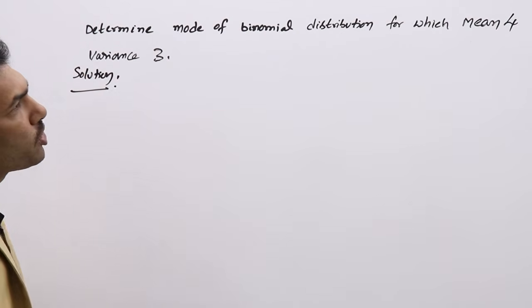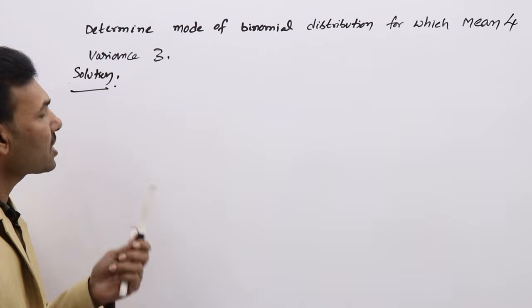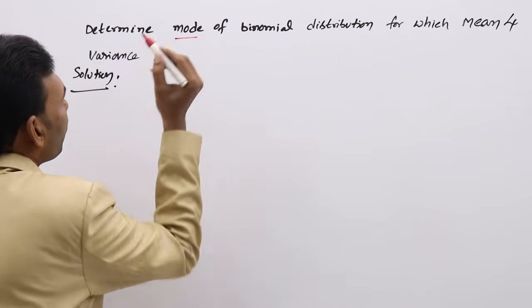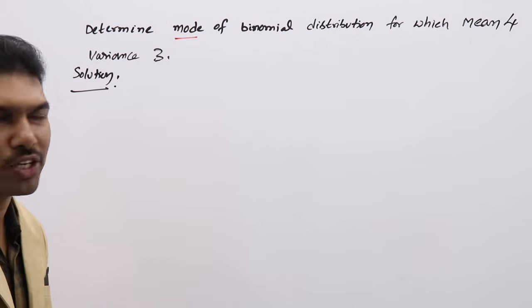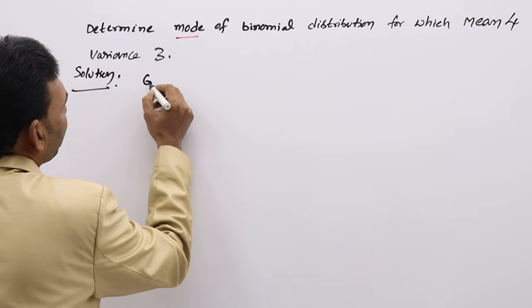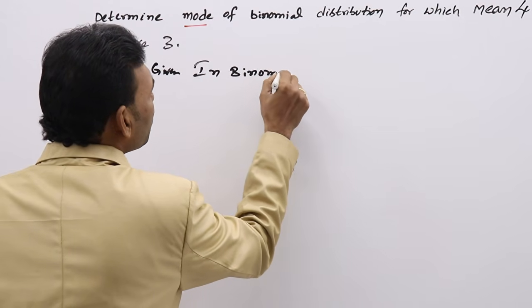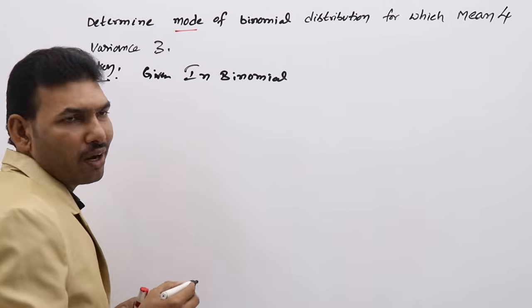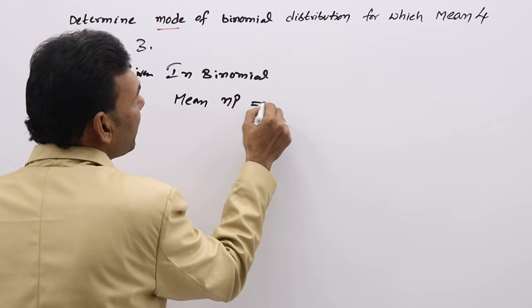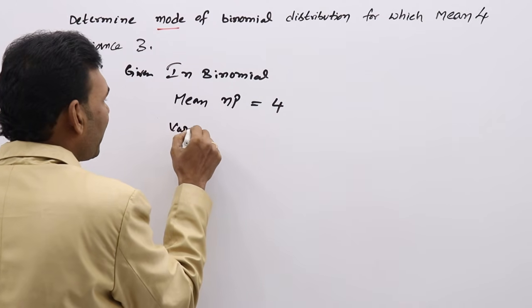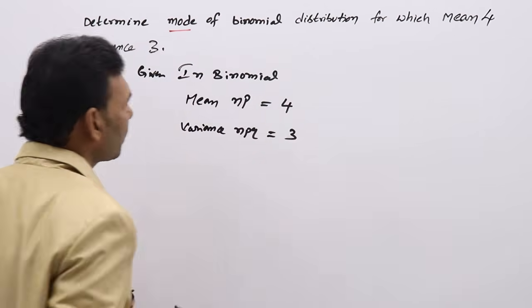Determine the mode of the binomial distribution for which mean and variance are given. So first, we will discuss about mode very clearly. Before that, we need to calculate NPQ first. We will discuss very clearly what is the mode of binomial distribution. First I am writing the given: in binomial distribution, mean NP is 4. Variance NPQ is 3.